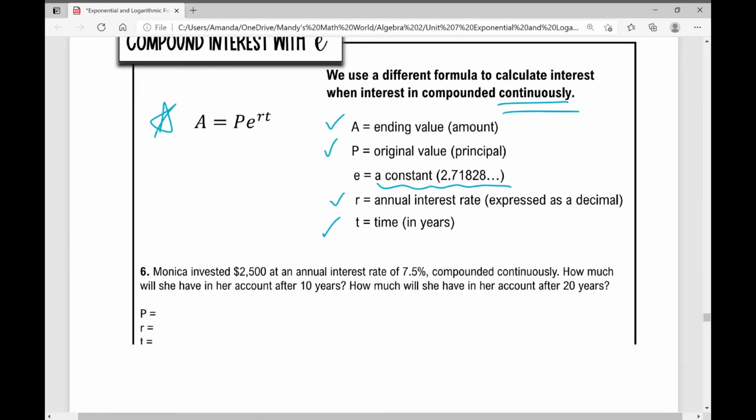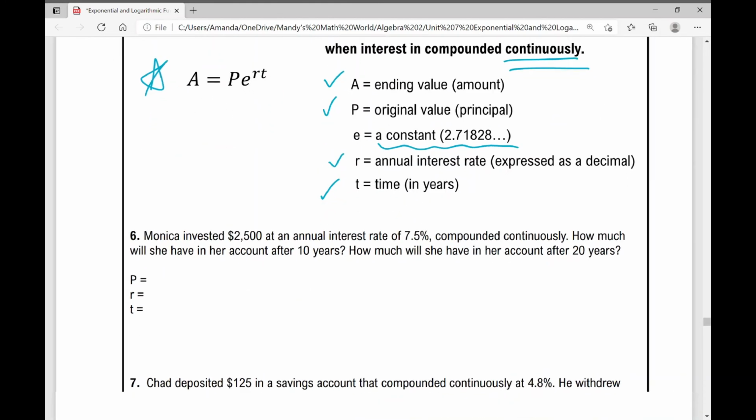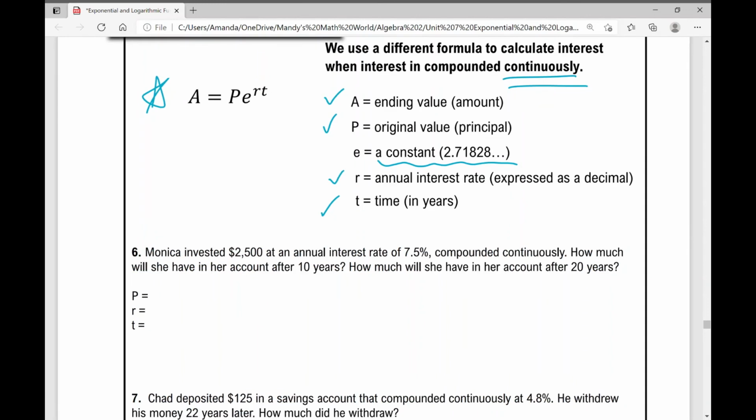So we've got e in our formula. Let's look at how this looks in problems. Monica invested $2,500 at an annual interest rate of 7.5% compounded continuously. That right there lets me know I'm going to be using e in my process. How much will she have in her account after 10 years? How much will she have in her account after 20 years?